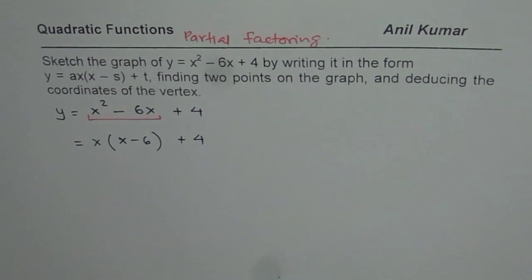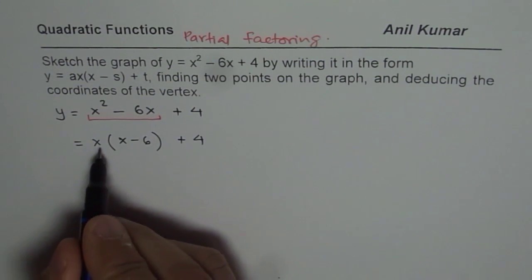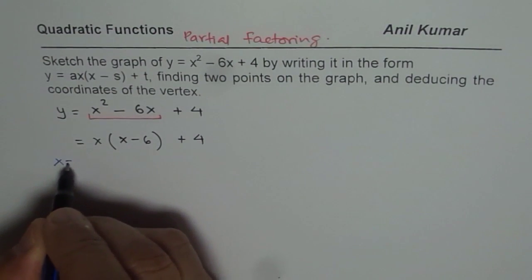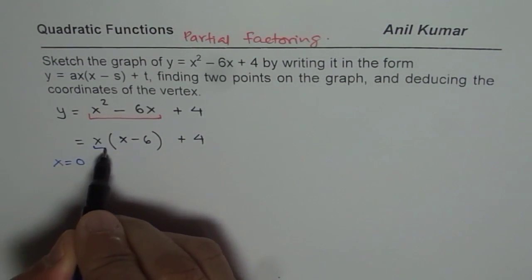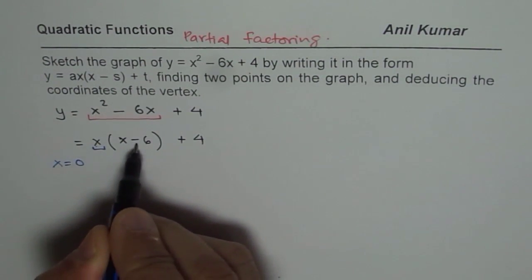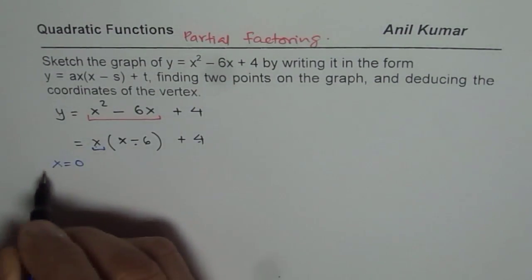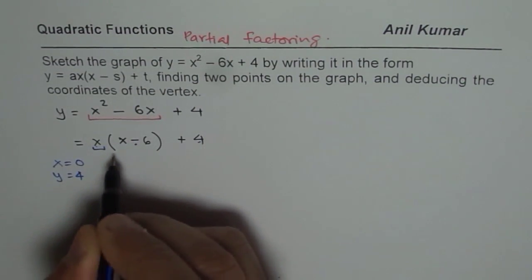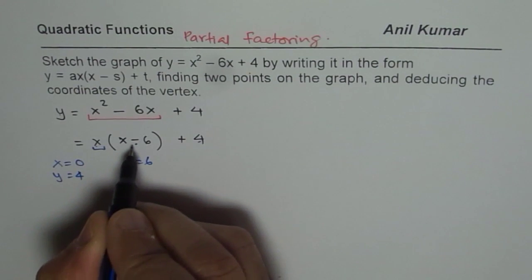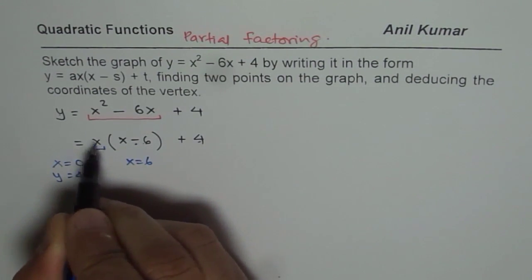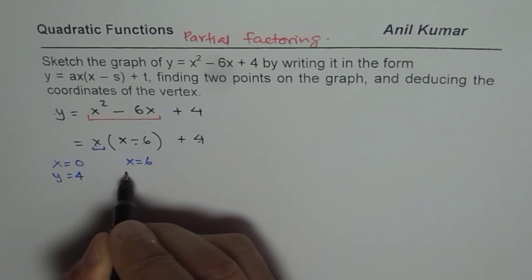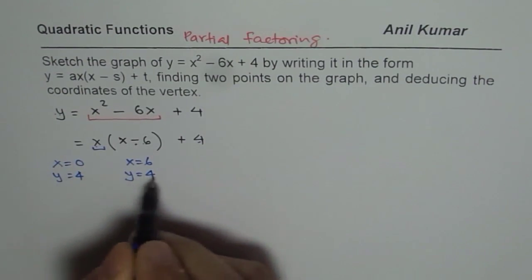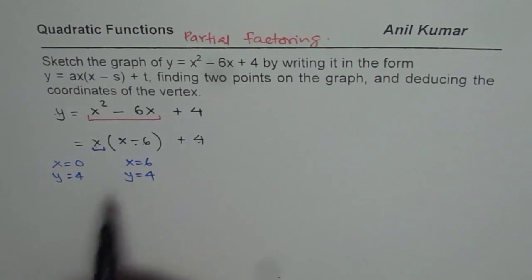Now imagine what happens if I write x equals 0. At x equals 0, this first factor will be 0. 0 times anything is 0. So y equals 4. If I write x equals 6, the second factor is 0. 0 times anything is 0. I get y equals 4 again. So that means I get 2 points on the parabola.